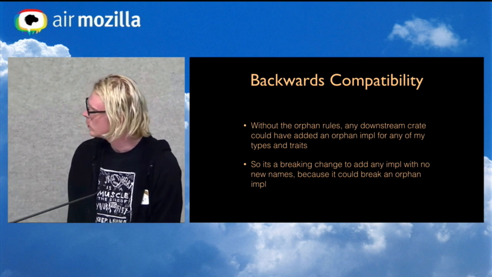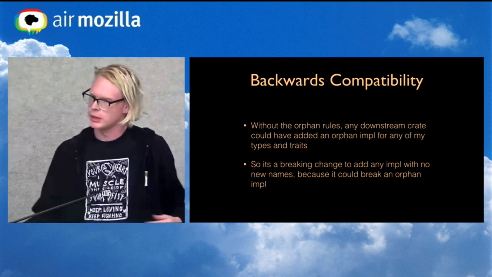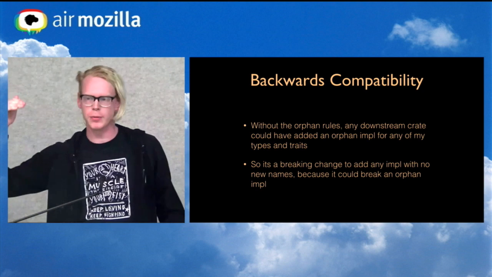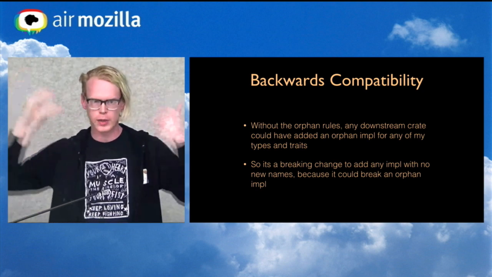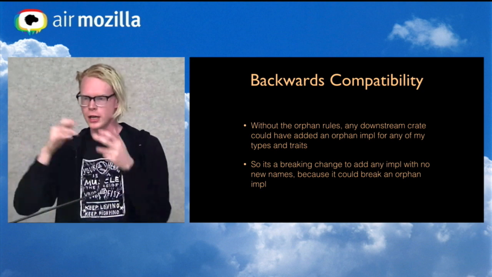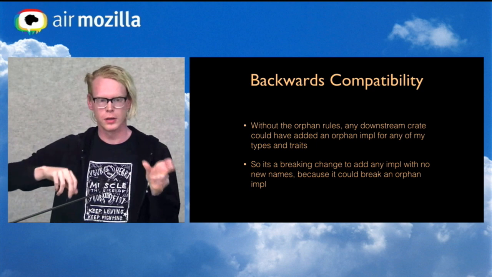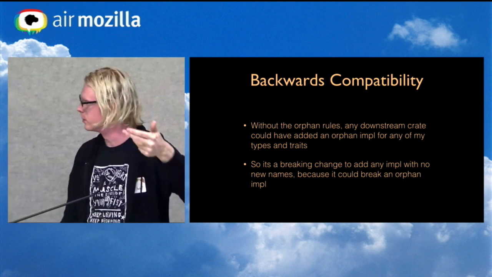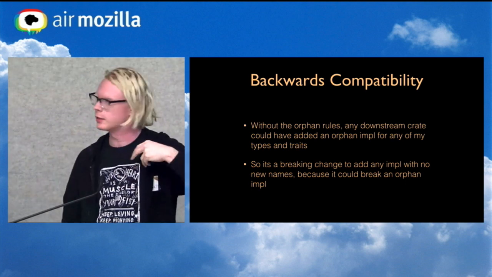The other issue would be backwards compatibility. So if you're allowed to add an orphan impl, and I go to add that impl where it's not an orphan impl, like the standard library decides to add that ToString impl, now anyone who has that orphan impl can't update to the new version of Rust because their orphan impl is conflicting with the standard library's non-orphan impl. And so adding an impl is a breaking change if it doesn't have any new names in it.